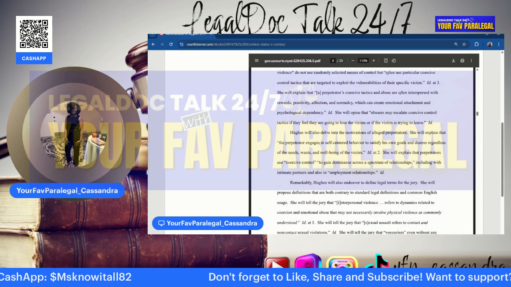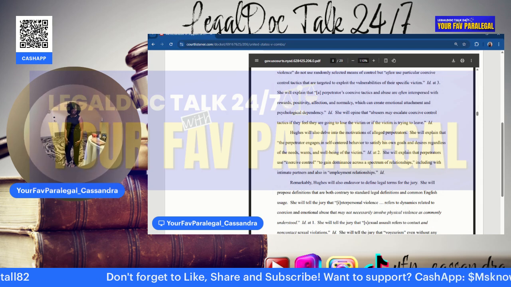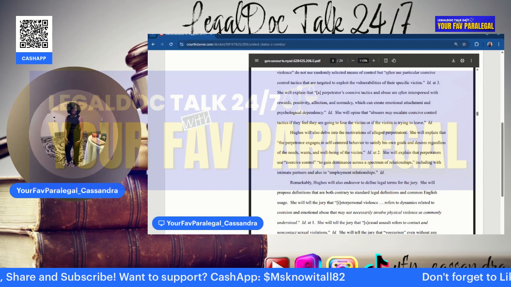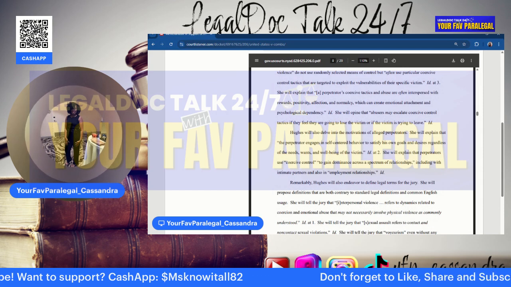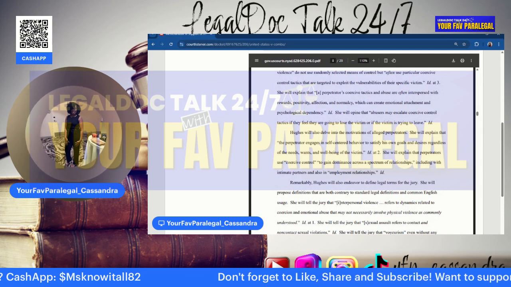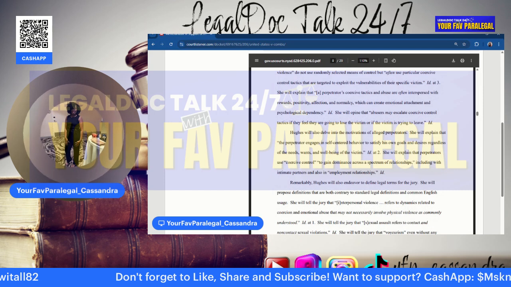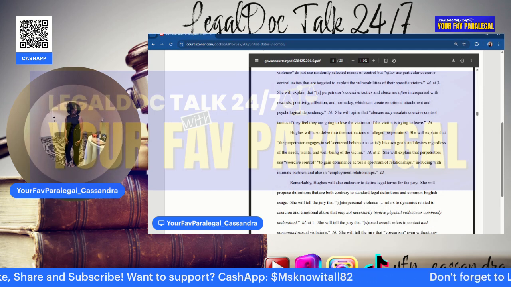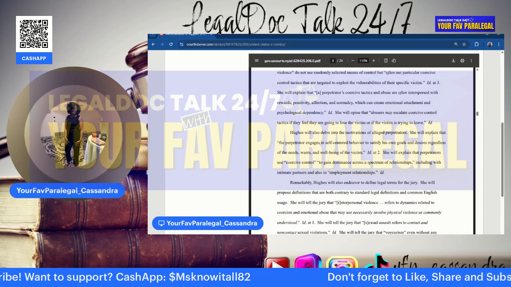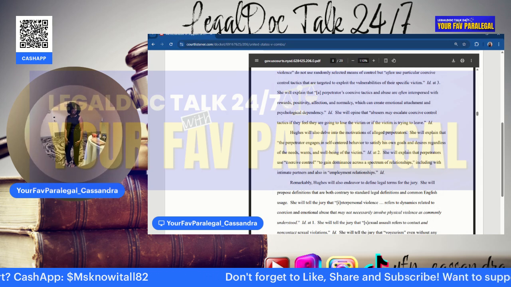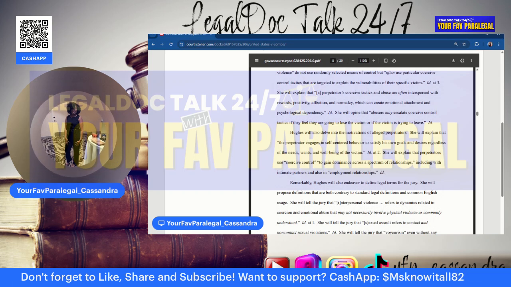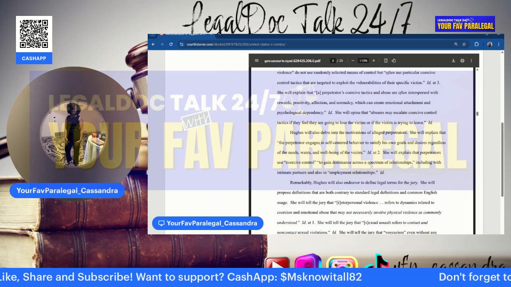Hughes will also delve into the motivations of alleged perpetrators. She will explain that the perpetrator engaged in self-centered behavior to satisfy his own goals and desires, regardless of the needs, wants, and well-being of the victim. She will explain that perpetrators use coercive control to gain dominance across a spectrum of relationships, including with intimate partners and also in employment relationships.